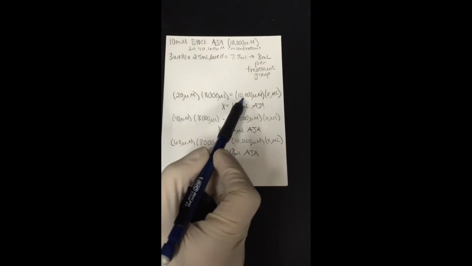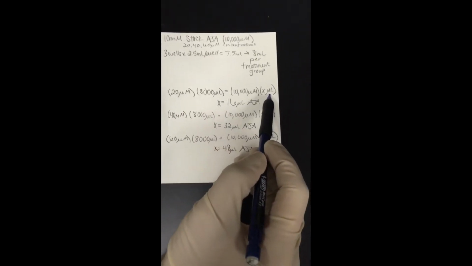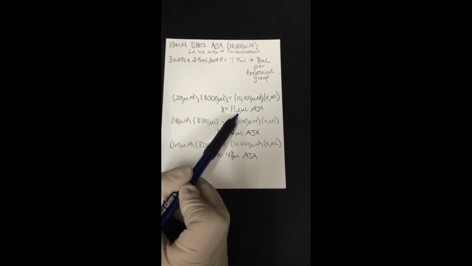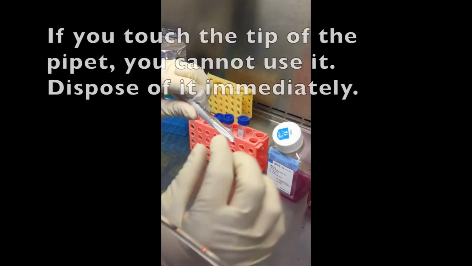So to find how much of the drug I need to put in, I'm going to do my 20 micromolar, which is the concentration that I want, and 8,000 microliters, which is the volume I want. And then on the other side I have the concentration of the stock solution. We're going to find how many microliters of the stock solution we need. That gives me 16, and then do the same thing for the 40 and the 60. So I need to add 16 and 32 and 48. Okay, so I'm going to add that.